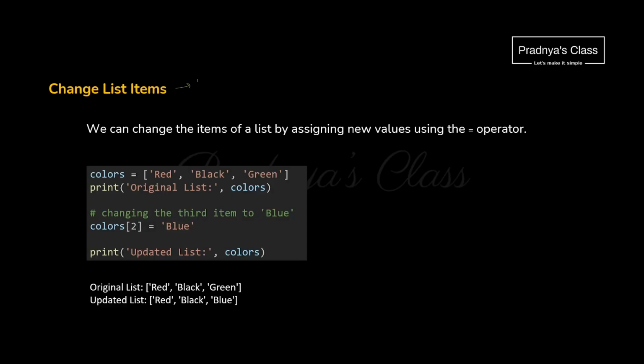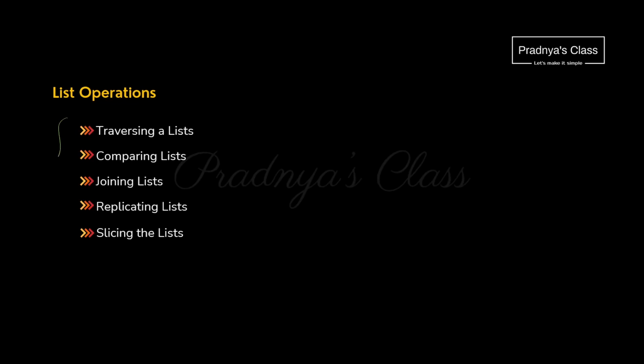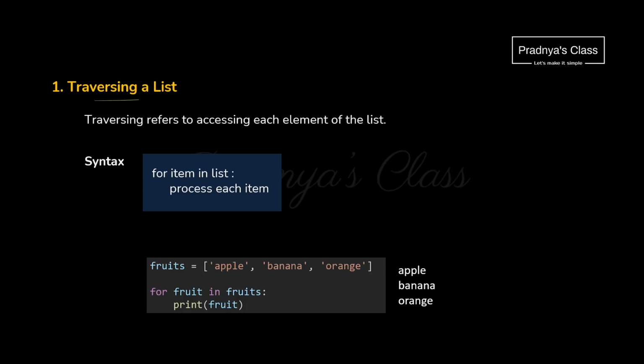We understood that list is mutable. So, we can modify the element, we can change the element just by assigning the value. If we look at the original list, green is at the index 2. That we are changing to blue. Here is a list of operations we can perform on the list. We can traverse, compare two lists, we can join two different lists into one, we can replicate it and slicing.